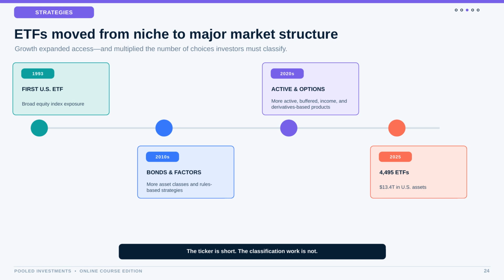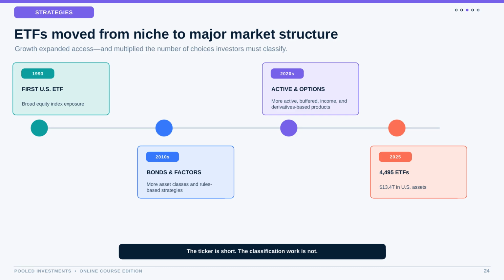ETFs have moved from a niche structure to a major share of the fund market. By year-end 2025, the United States had about 4,495 ETFs with $13.4 trillion in assets. Growth has expanded the menu beyond broad stock indexes to bonds, factors, options-based strategies, commodities, and active portfolios. More choice can improve access, but it also raises the burden of classification.